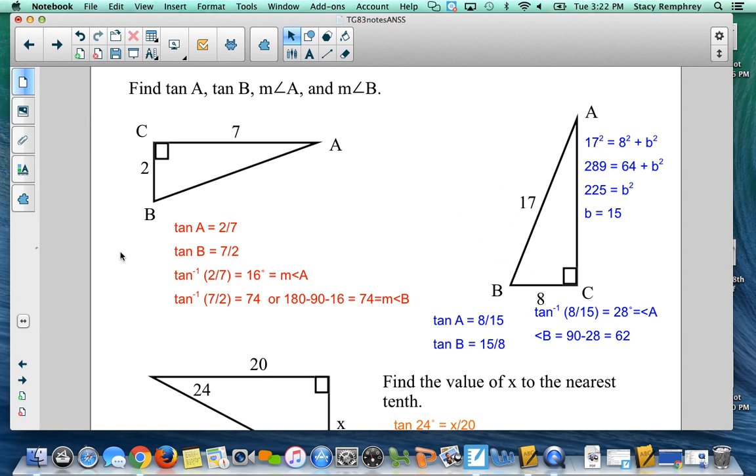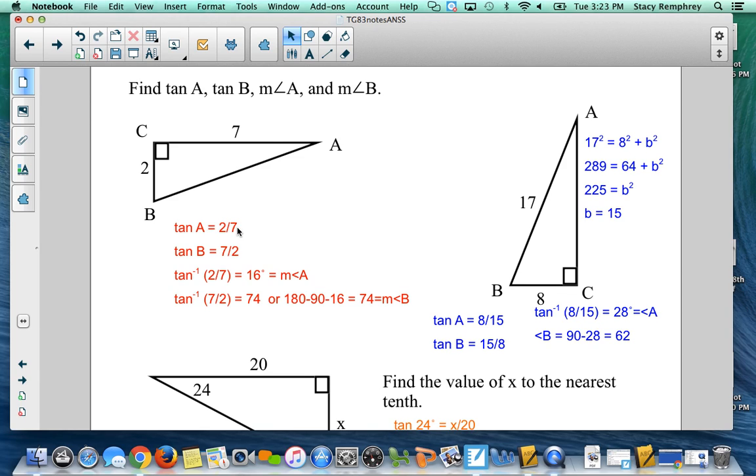All right, I'm going to talk through these. I have the answers here as well. For the top two triangles, I asked for the tangent of A, the tangent of B, the measure of angle A, and the measure of angle B. When I say find the tangent of A, what I'm asking for is, from angle A, what is the ratio of the side opposite to the side adjacent? So here's angle A, and I go opposite that, that's 2, and adjacent, remember adjacent is never the hypotenuse for our trig functions, is 7. So what's the tangent of A?